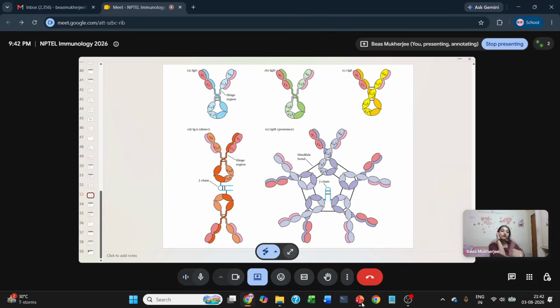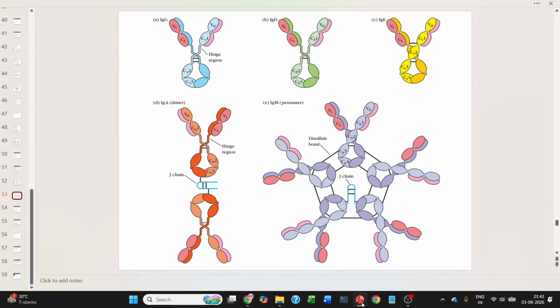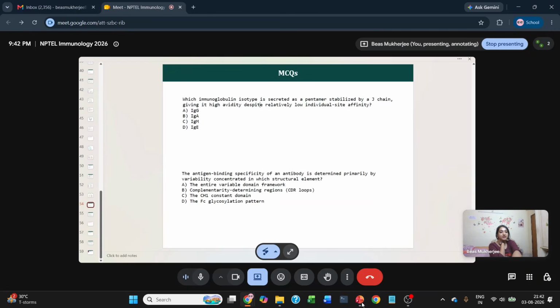So this is how all the 5 different types of antibodies look like. Okay. Now we have an MCQ. Which immunoglobulin type is secreted as a pentamer stabilized by J chain, giving it high avidity despite relatively low individual site affinity? So, avidity means that even if the individual affinity is low, the overall binding affinity is high, and that is called avidity.